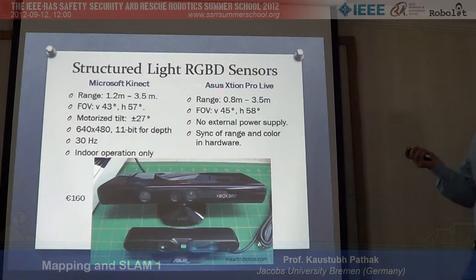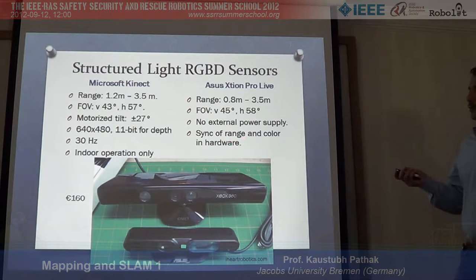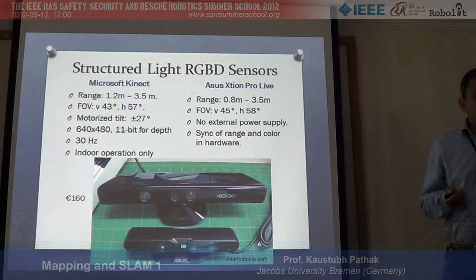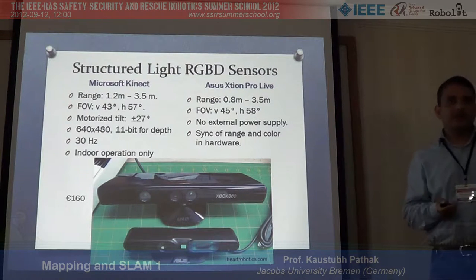One nice thing about the Asus sensor is also that the synchronization between the range and the color data is done in hardware. In Kinect, it's done in software. And so if you're moving the sensor too fast, you will see that the depth data is no longer in sync with the color data. And this may lead to some problems.